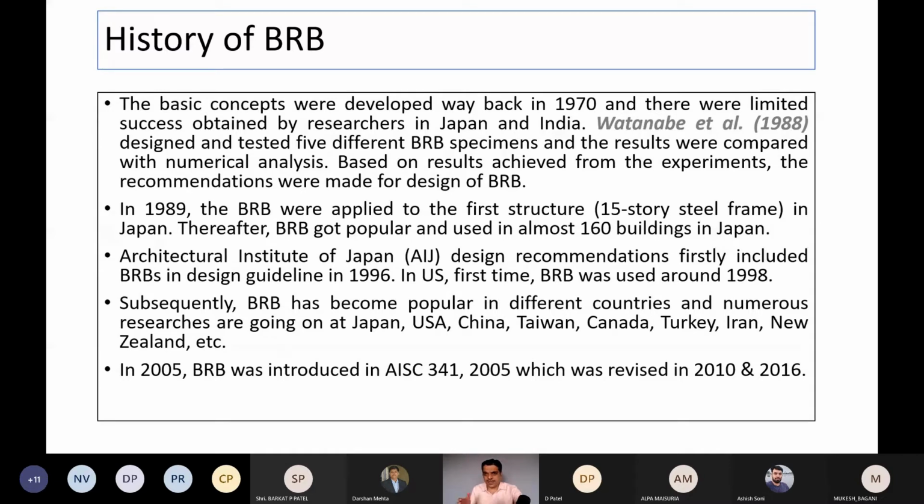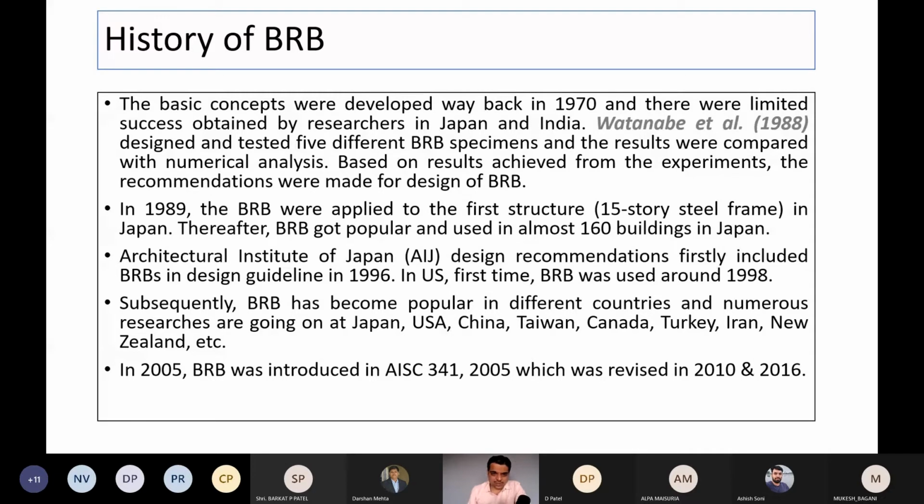Now, in the 1970s, of course, there were a number of failures. They tested a number of different configurations and different methodologies, and finally the BRB prototype was almost ready, and the first application was done in 1989, where it was applied in a 15-story steel frame. Thereafter it became quite popular and was used in almost 160 buildings in Japan.